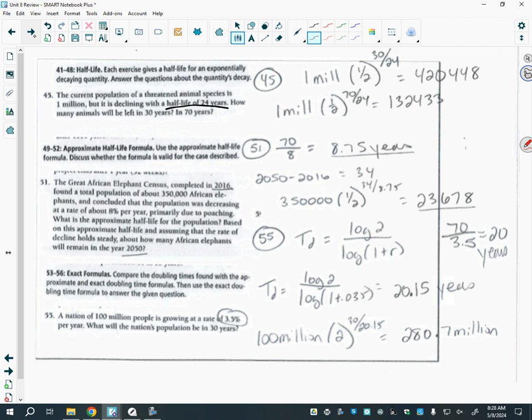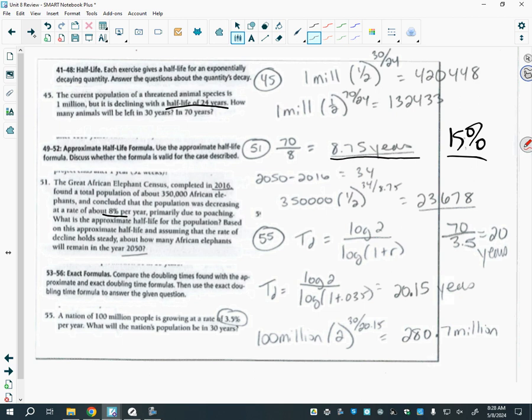51 says use the approximate half-life formula, discuss whether the formula is valid. I didn't discuss whether it was valid, but again, same type of question, but the population is decreasing at 8% per year. So the approximate half-life would be 8.75. Remember, the approximate formula works best for percentages 15% or less. So this one at 8%, that's a good way to do it. If it was decreasing by 20%, the approximate formula wouldn't make the most sense. And so that's what it means, like, does it make sense?